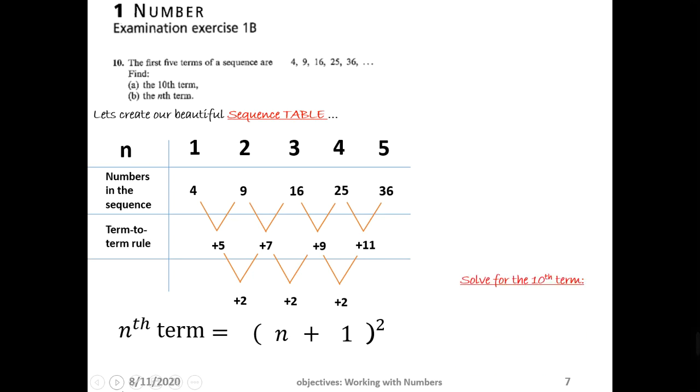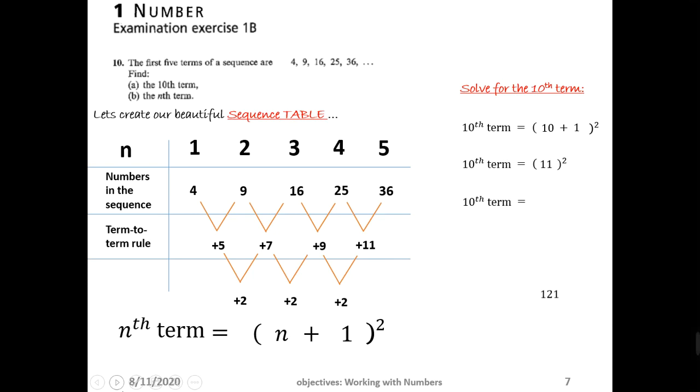Now, let's solve for the 10th term. If n is equal to 10, then the 10th term is 10 plus 1, all to the power of 2. Let's simplify. So it's 11 to the power of 2. 11 to the power of 2 will be equal to 121.